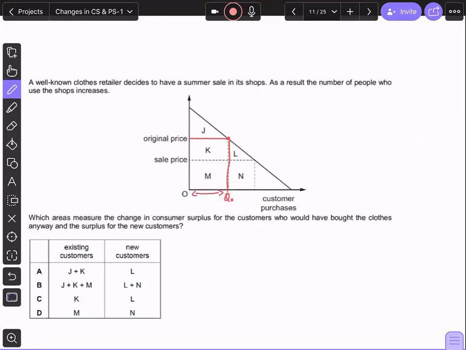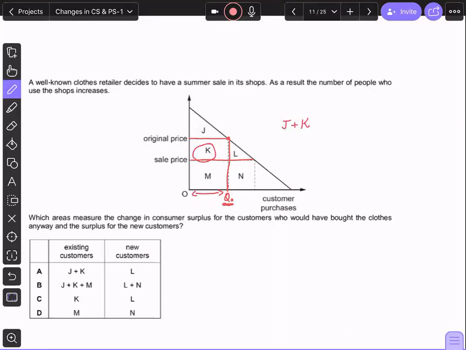सही है, regardless sale हो या ना हो. The old consumer surplus था इनका J, but luckily due to sales the price is going down. सही है, so people who are still buying quantity Q naught will have K added in their consumer surplus. So existing consumers का क्या हो जाएगा?